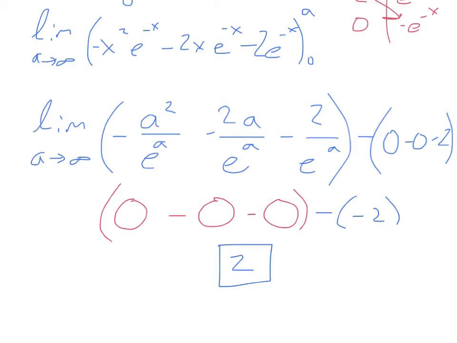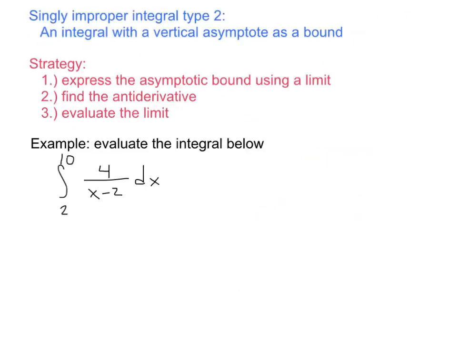So the reason we did L'Hopital's rule right before this is that a lot of times these improper integral problems require you to have a working knowledge of L'Hopital's rule and how to work it out. The second type of singly improper integral that we'll deal with is an integral that has a vertical asymptote as one of its bounds. Our strategy is actually very, very similar. We express the asymptotic bound using a limit, we find the antiderivative, and then we evaluate the limit. It's really, really not a big deal.